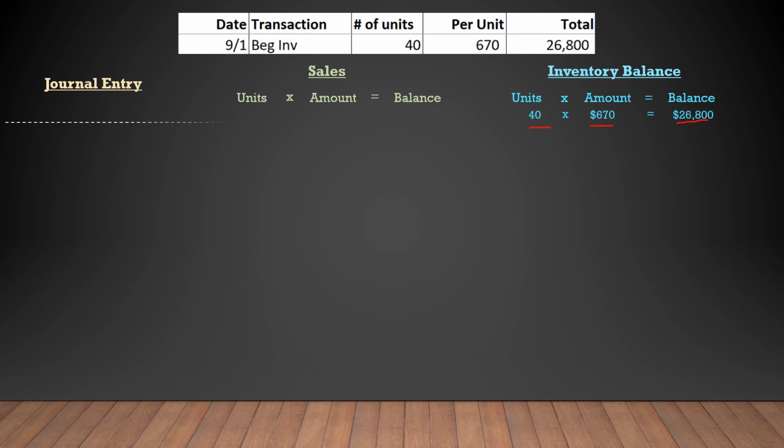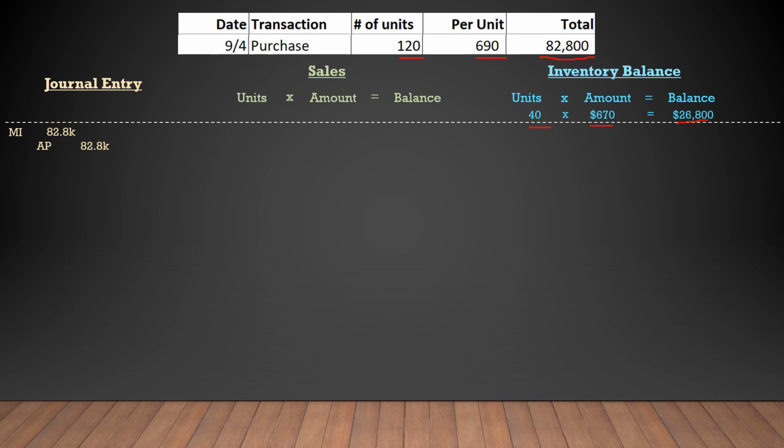On September 4th, we acquire 120 units at $690 per unit, or $82,800 worth of merchandise inventory. I'll show the journal entry as a partial review. Presuming this were a credit purchase, we would debit merchandise inventory and credit accounts payable for $82,800. Consequently, we add this purchase to our current inventory.